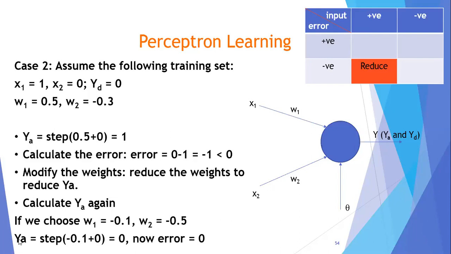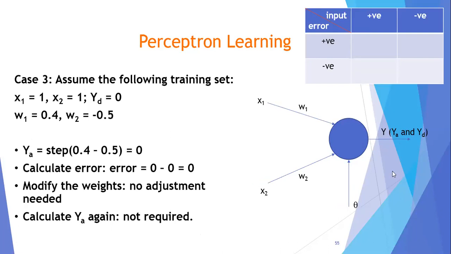So if you calculate YA now with these new values of the weights, it's a step of minus 0.1 times 1, so minus 0.1. This one is 0, so 0 times minus 0.5 gives 0, so step of minus 0.1 is 0. Now the error is YD 0 minus YA 0. So we are validating that if your error was negative, and your input was positive, you would need to reduce weights like we've done here, and it worked. So this is one rule we're getting.